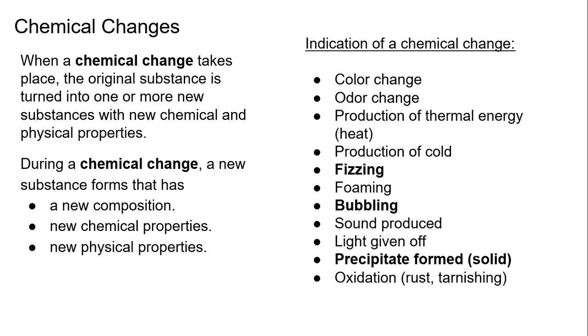Here are some indicators of a chemical change: a color change, odor change, so combustion, you think burning, production of thermal energy, heat. So if you feel a container that's had a chemical reaction, it might produce heat, might produce cold. Fizzing, foaming, bubbling, those are strong indicators of a gas being evolved from whatever it is that you are dealing with. When you open a soda, for instance, the CO2 is leaving it. Those little bubbles are the CO2. When the CO2 is gone, it's completely flat. Nobody likes flat soda. At least I don't.